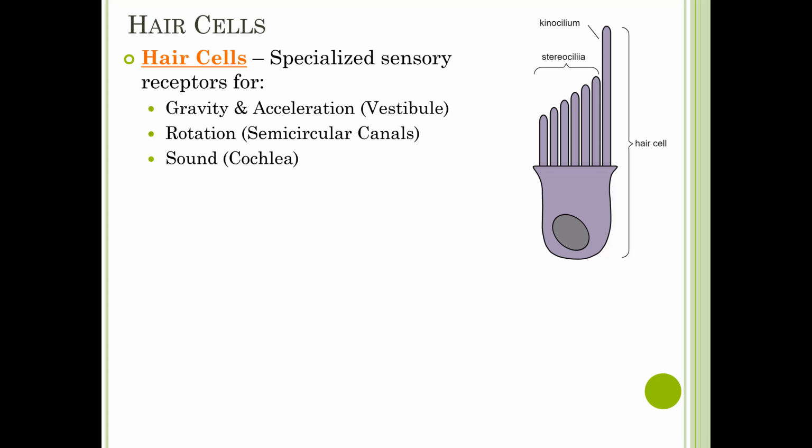So hair cells are specialized sensory receptors for gravity and acceleration, which, remember, is located inside the vestibule, for rotation, which is located inside the semicircular canals, and for sound, which is located inside the cochlea. So here is a simple drawing of a hair cell. We have the main cell body down here with the nucleus, and then coming off of the hair cell are little extensions which give it its name, because under the microscope it looks like these cells have hair.